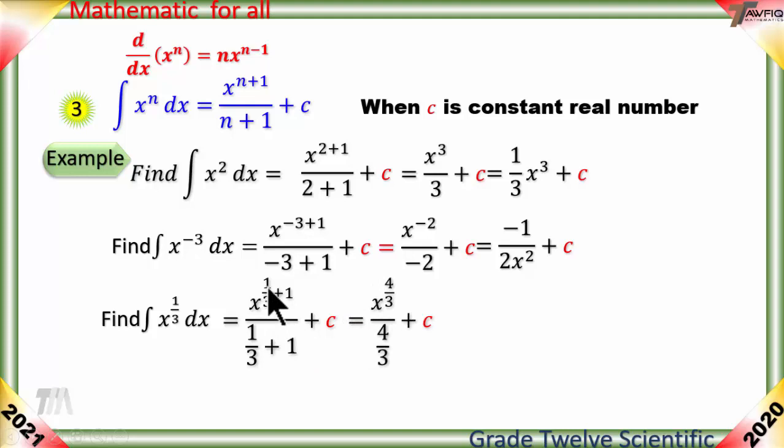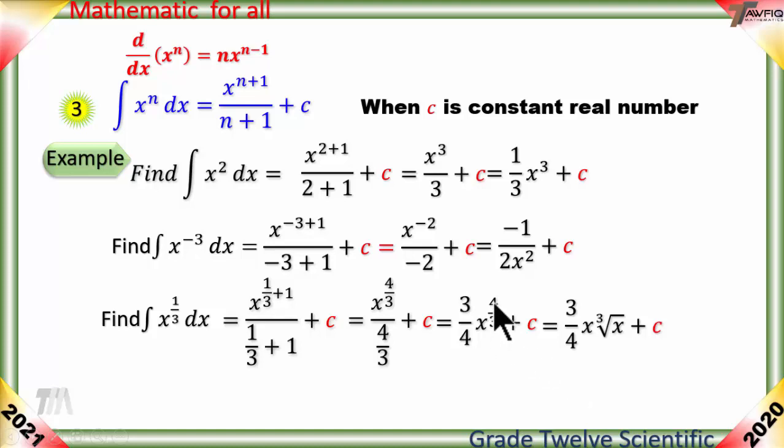So it becomes 3 plus 1, which is 4, over the denominator, which is 3, so 4 over 3. And simplifying, this one becomes 3 over 4 x to the power 4 over 3. This kind we can convert to roots. Because your denominator is 3, it is a cube root. We can write this one as 3 over 4 x cube root of x.